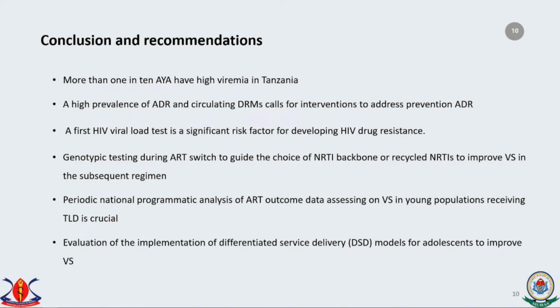And also, as we have already rolled out dolutegravir in children, it's ongoing in the country, but in the young adolescents, we need periodic assessment of viral suppression in the context of using TLD. And then also evaluate the differentiated service models that we are using in adolescents, and are they really doing us any good, or do we need to stretch ourselves much better?